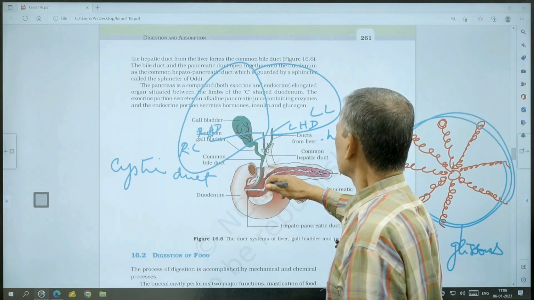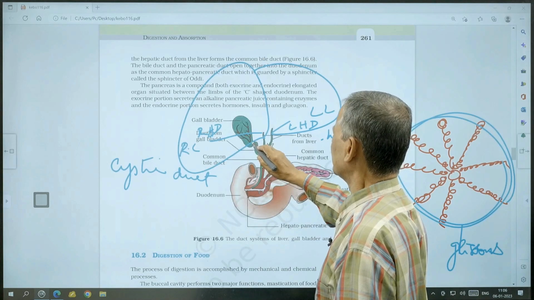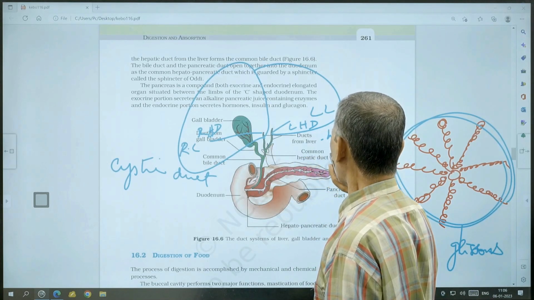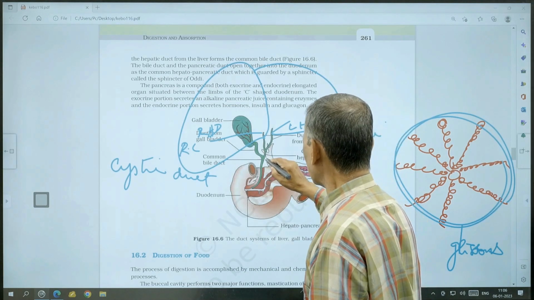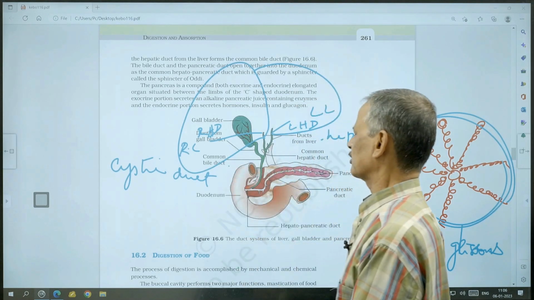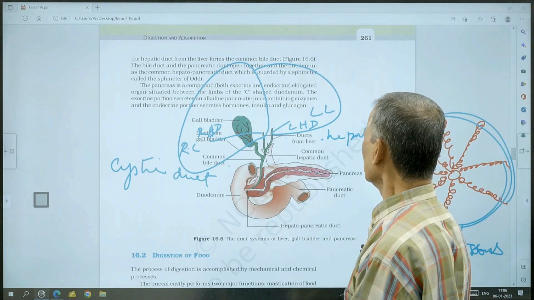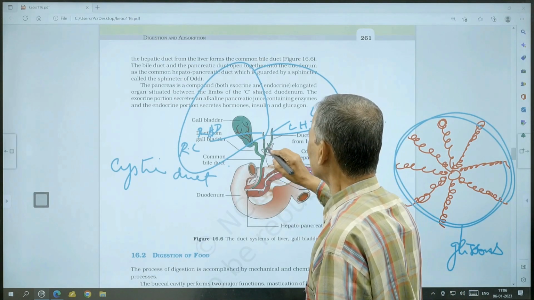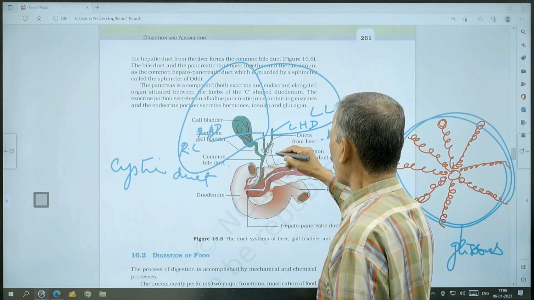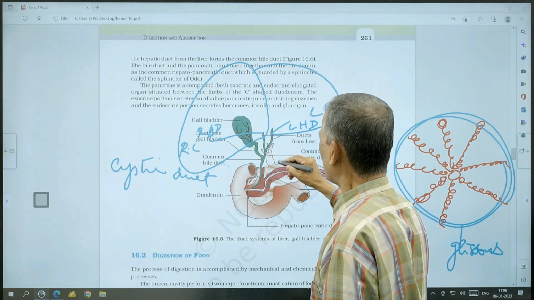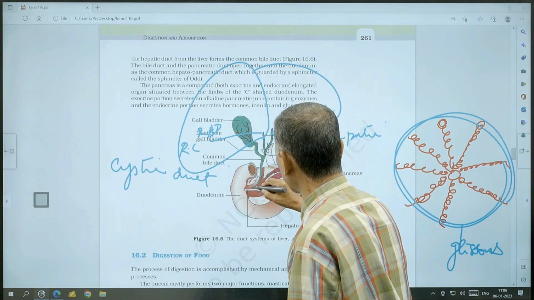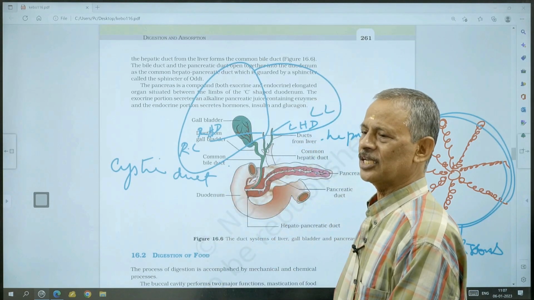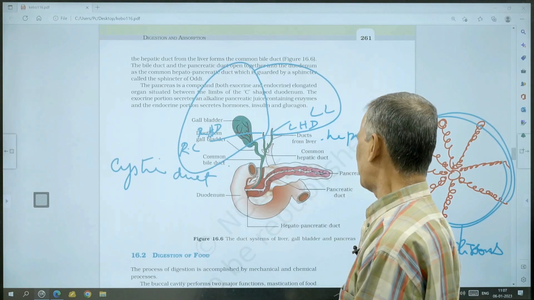Now, from that, you have the cystic duct opening to the common hepatic duct. Thereafter, it is called the bile duct. So, the bile duct is formed by the joining of the hepatic duct and the cystic duct. This common bile duct comes and opens to the duct coming from the second largest gland of our body, called the pancreas.